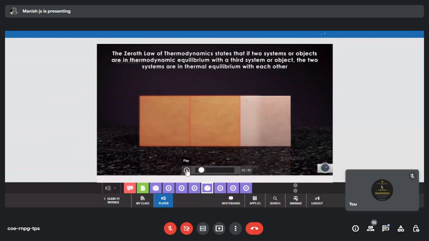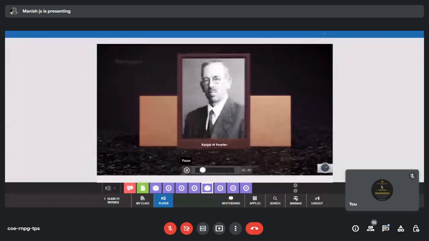We'll see some questions. The two systems are in thermal equilibrium with each other. A British physicist, Ralph H. Fowler, coined the zeroth law as he thought the law was more fundamental than the other laws.